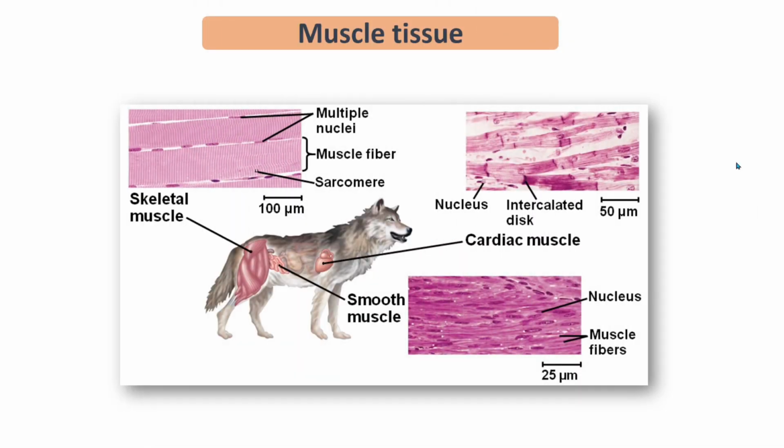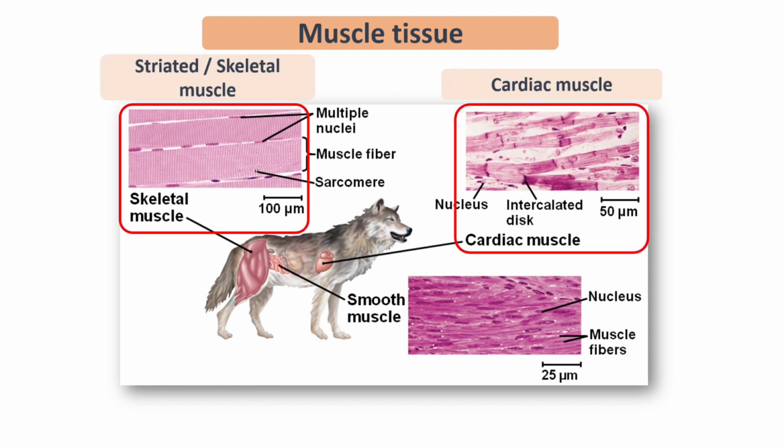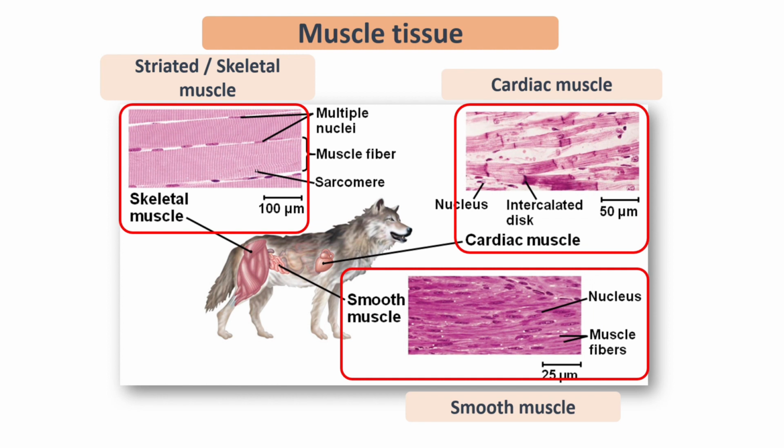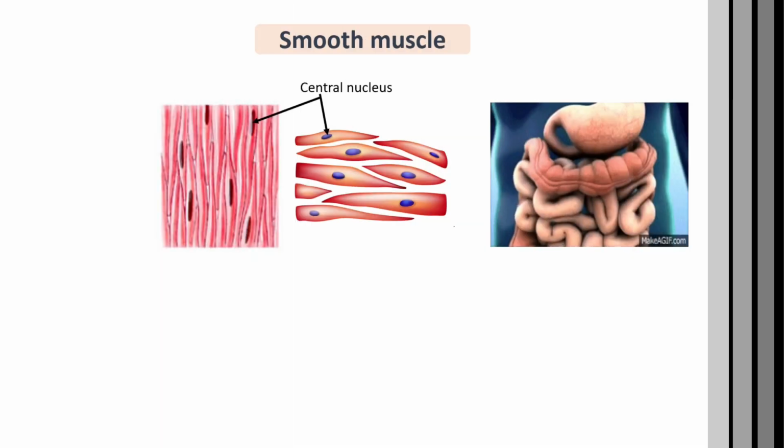Muscle tissue is one of the animal tissues. This tissue allows animals to do voluntary or involuntary movement. There are three types of muscle tissue: striated or skeletal muscle, cardiac muscle, and smooth muscle. In your syllabus, you need to know the structure, function and distribution of each type of muscle tissue. First is smooth muscle.